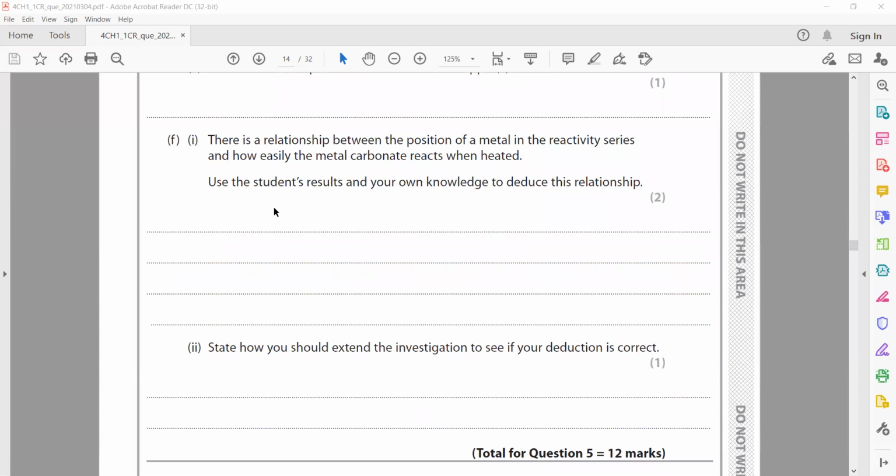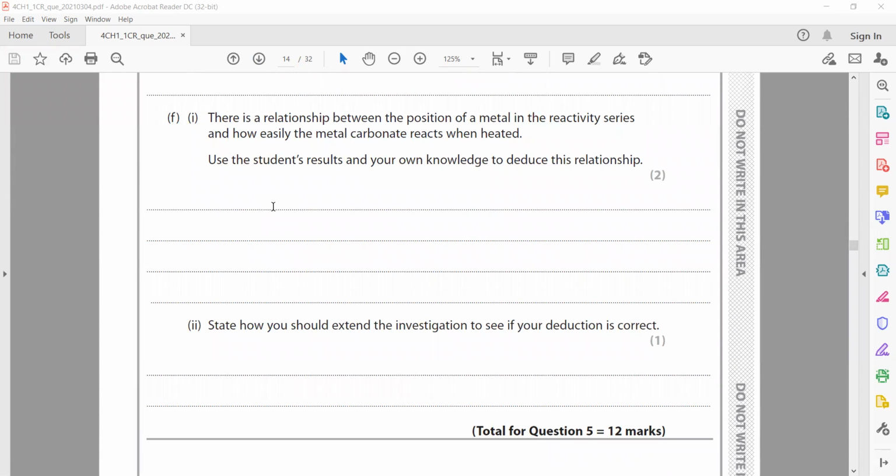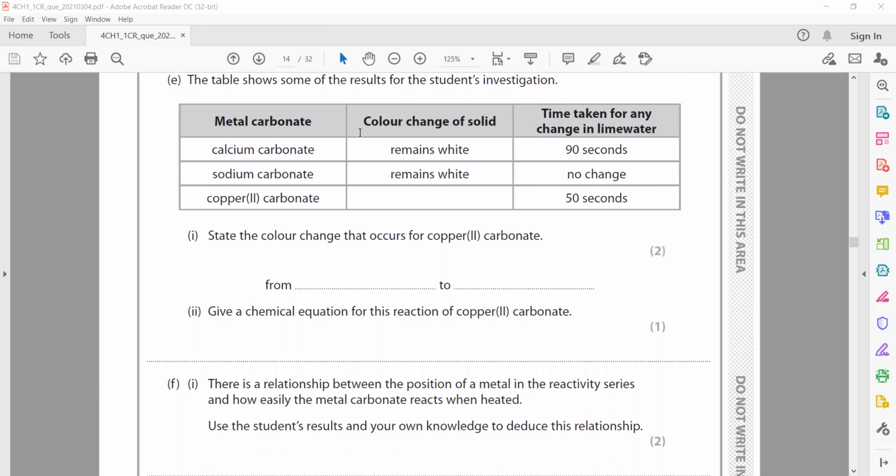There is a relationship between the position of a metal in the reactivity series and how easily the metal carbonate reacts when heated. Use the student result and your knowledge to deduce a relation. So you can see that sodium carbonate does not decompose on heating. Calcium carbonate took about 90 seconds and copper carbonate took 50 seconds.